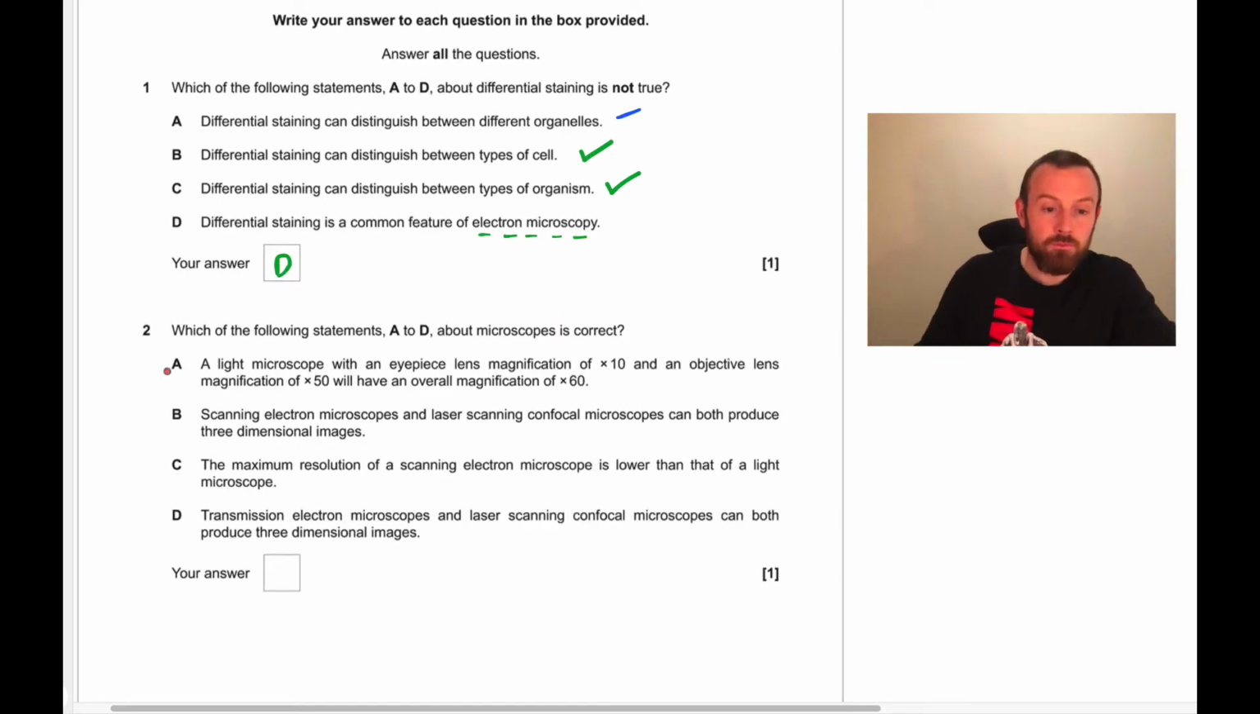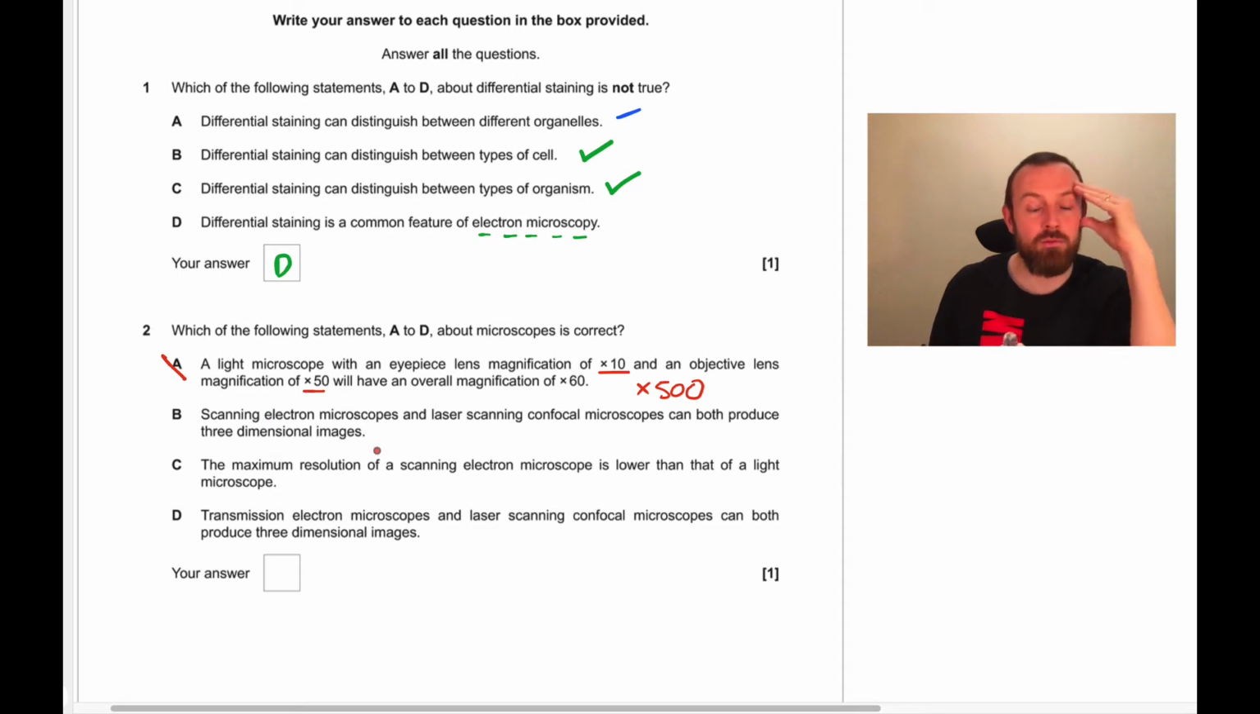Okay, question two. This is a tricky one about microscopy. First of all, light microscopes with an eyepiece lens of ×10 and an objective lens of ×50: for the magnification, you multiply them together. So that would be ×500, so this one is incorrect. B, scanning electron microscopes and laser scanning can both produce three-dimensional images. Now, is that correct? We can put a little question mark on it. It could be possible. Well, let's keep going. C, the maximum resolution of a scanning electron microscope is lower than that of a light microscope. No, that's not true. Electron microscopes always have a higher resolution than light, so that's wrong.